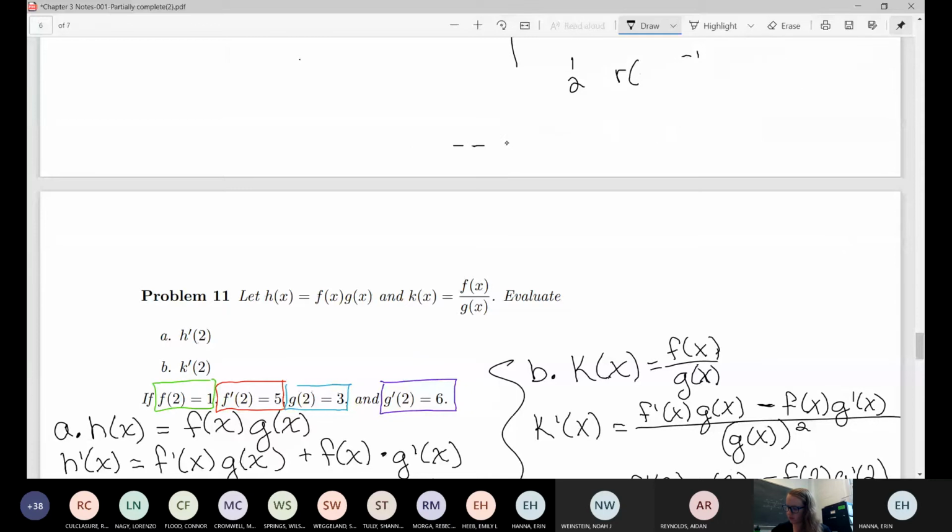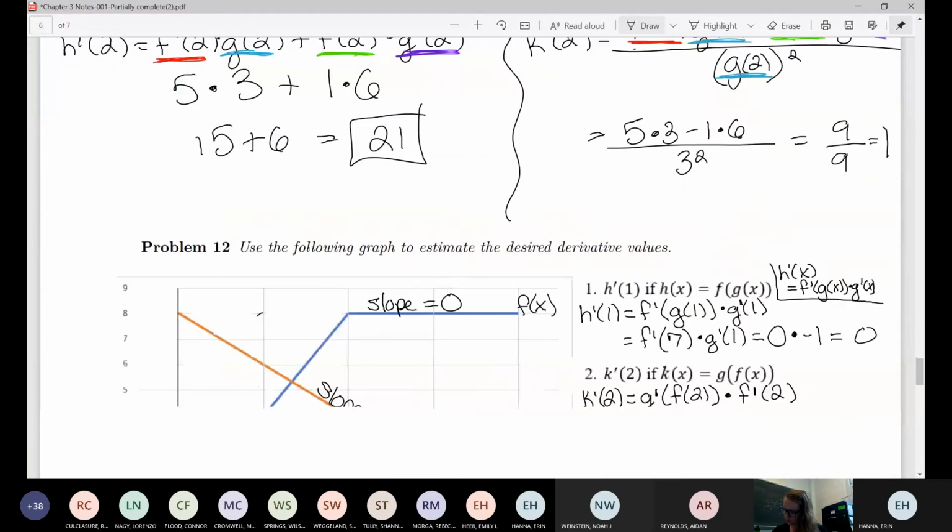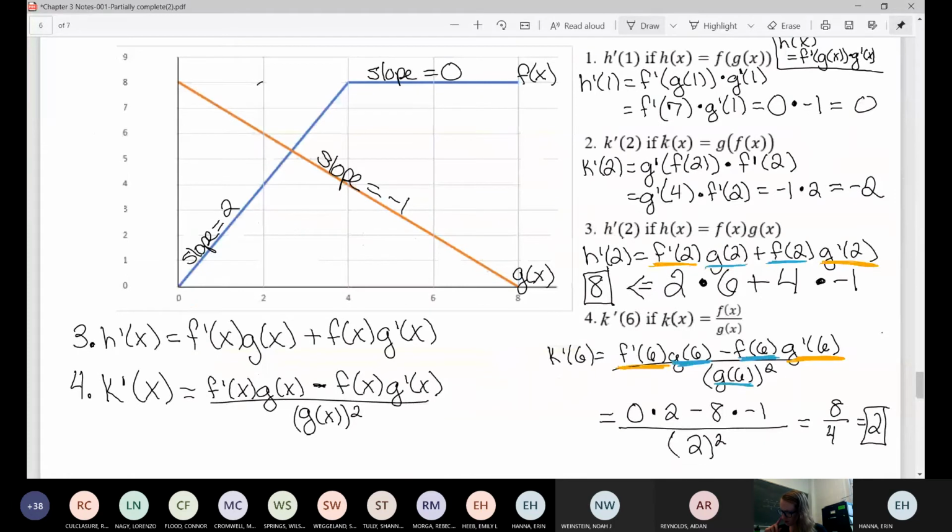Race. All right. We did all of this one the other day.